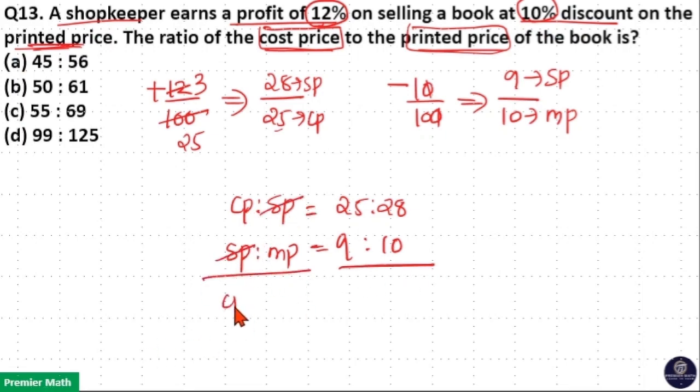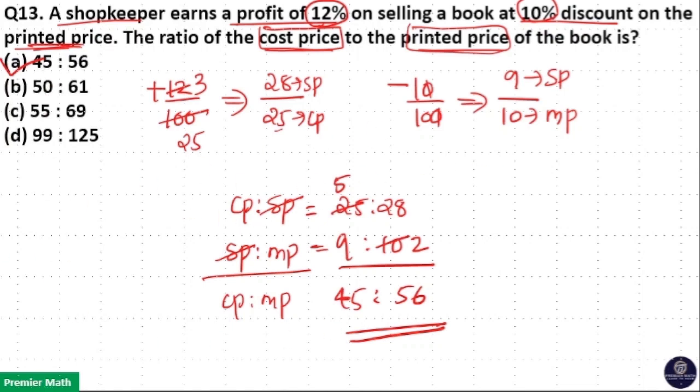Finally we got cost price is to mark price. So here 5 goes 2 times in 10, 5 goes 5 times in 25. Now 9 into 5 is 45 and 28 into 2 is 56. So option A is your answer. That is, cost price is to mark price is 45 is to 56.